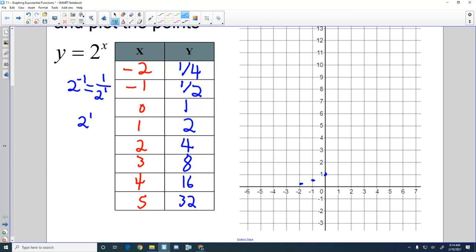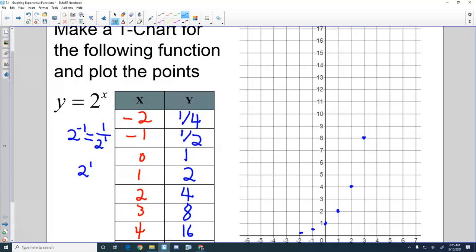Then I go to 1, 2, 2, 4, 3, 8, 4, 16. Do we have 16 on here? Yeah. 4, 16, and then we can't see it anymore, right? 32 is way off the graph. So if we were to connect these dots, we're going to get something that looks like this.